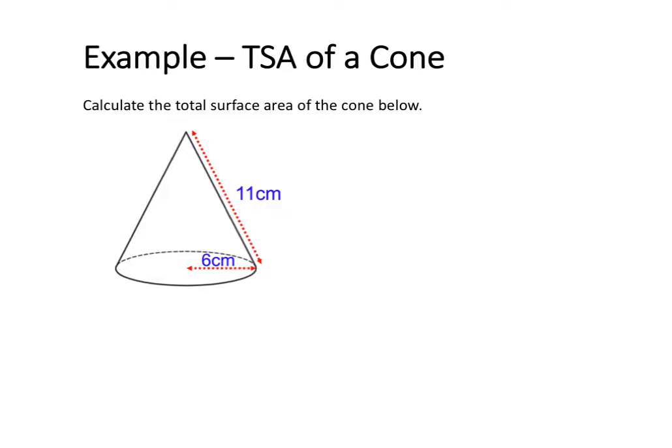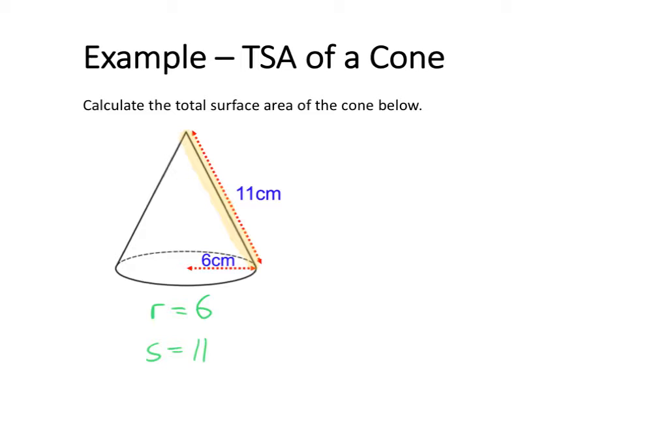Before we do that, we need to identify the two pieces of information that we need to calculate the total surface area of a cone. The first one is the radius, and the radius is equal to 6. The second one is the slant of the cone. Now the slant of the cone is the length of the side of the diagonal going up to the point up the top of the cone, and in this example the slant is 11.